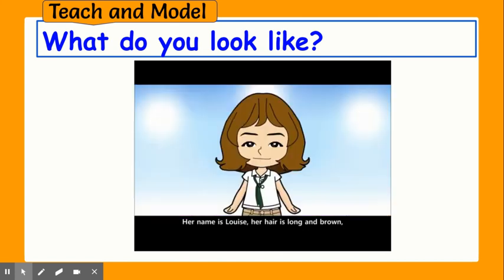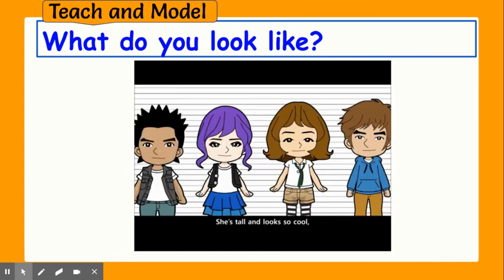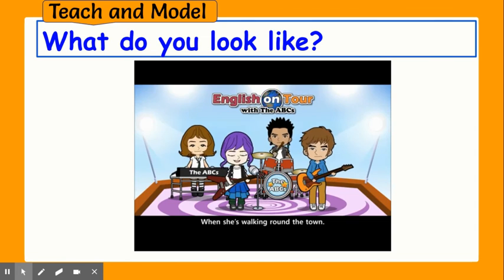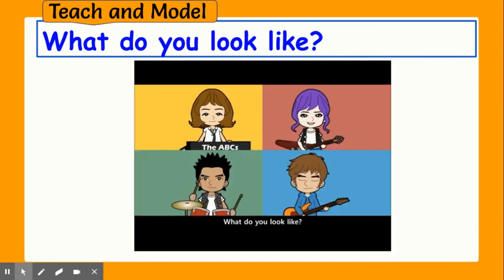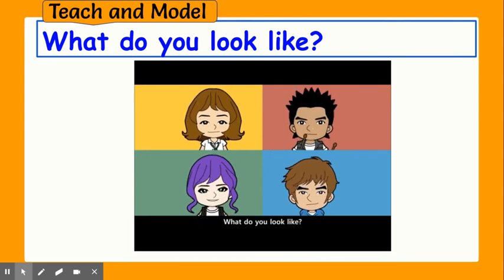Her name is Louise. Her hair is long and brown. She's tall and looks so cool when she's walking round the town. What do you look like? What color is your hair? What do you look like? What clothes do you like to wear?